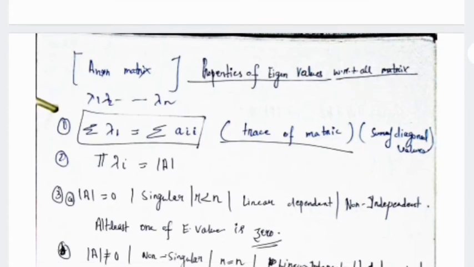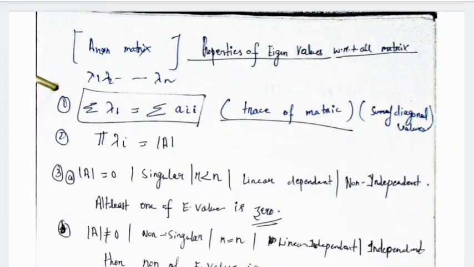Now come to the next important properties related to the matrix n into n. We know that the trace of the matrix, the sum of the diagonal of the matrix, is equal to the sum of the eigenvalues. So here the summation of eigenvalues is equal to the summation of aii, that is the trace of the matrix, and the product of the eigenvalues is equal to the determinant, which we already discussed.